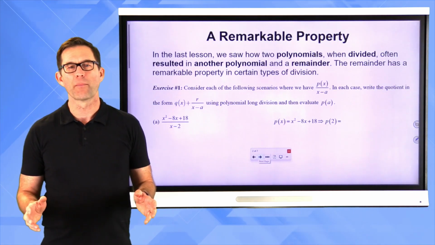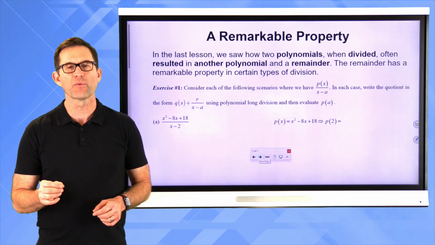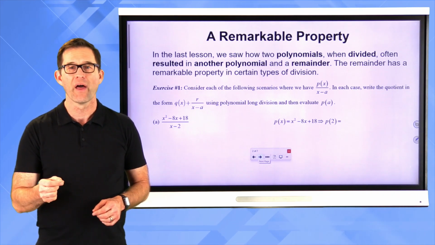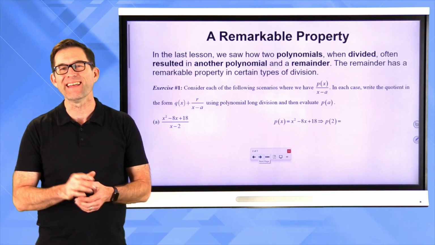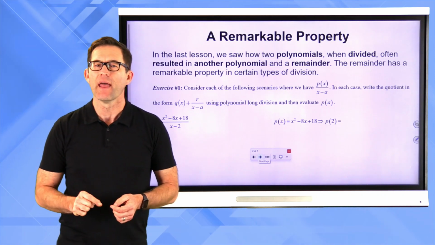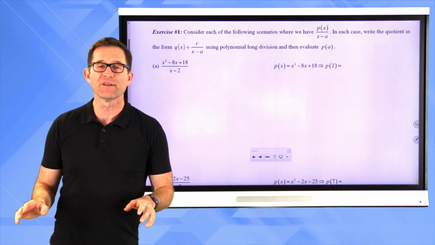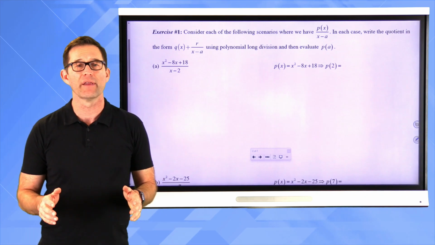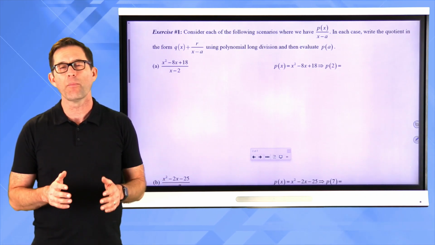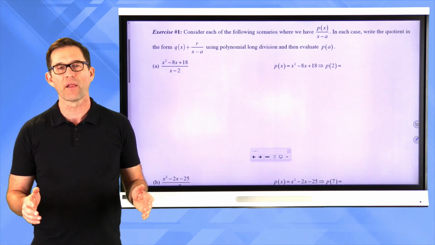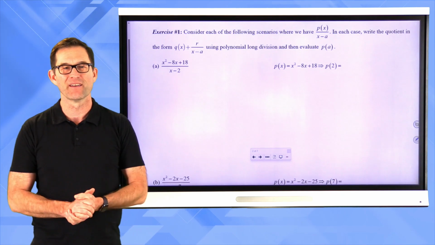A remarkable property. In the last lesson, we saw how two polynomials, when divided, often resulted in another polynomial and a remainder. The remainder has a remarkable property in certain types of division, and we're going to play around with that in the first problem. Now, one thing I would suggest is having your graphing calculator available. I'll be working with the TI-Nspire, and that's going to help us quickly evaluate certain polynomials for particular values of x. Anyhow, let's jump right into exercise number 1.